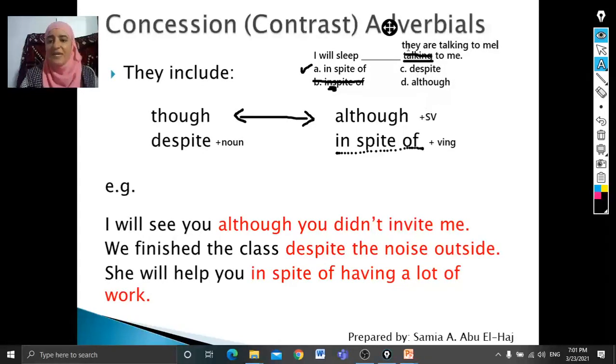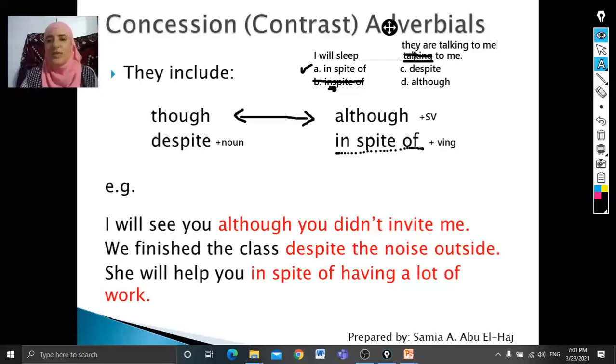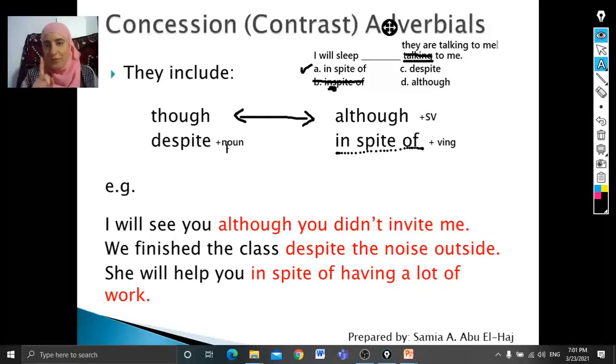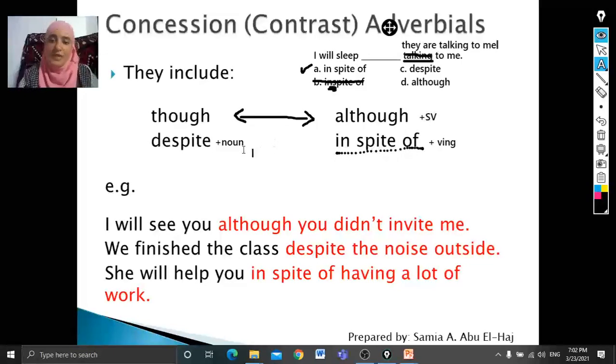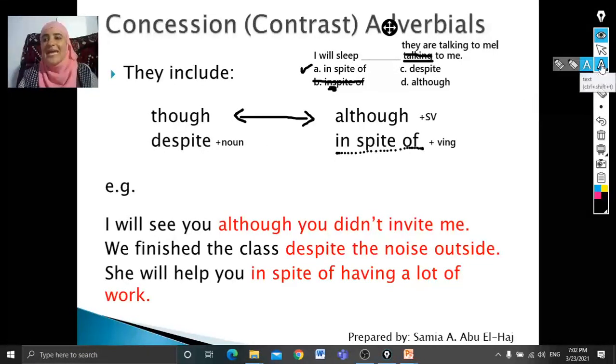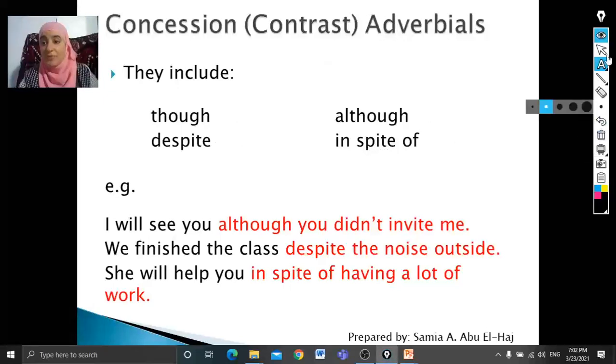Okay, if I have the noise, the sound, the loud music, then I have to choose despite, because after it is a noun. So you have to be careful about the writing, the spelling. You have to be careful about the meaning and the grammar, what comes after it. Okay, so this is only for concession. This is only for in spite of, despite. Any other word like the ones before, the time and the place, they take subject and verb after them. Although and though, subject and verb, normal. But in spite of, we have verb ing, despite we have noun. Anything else, we have subject and verb after them.